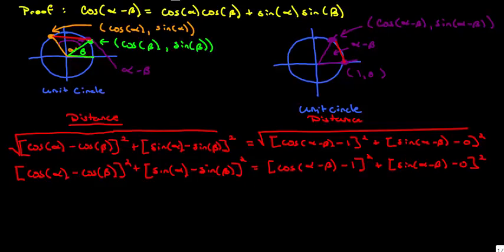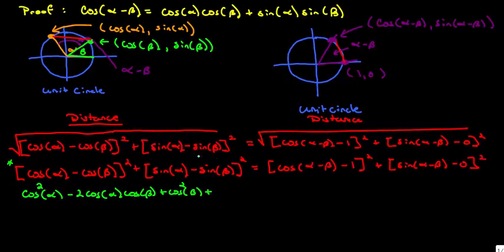So here, I'm going to do the left side here in green. So cosine alpha minus cosine beta, squared, is the following. It is cosine squared alpha minus 2 cosine alpha cosine beta plus cosine squared beta. You gotta FOIL this guy.